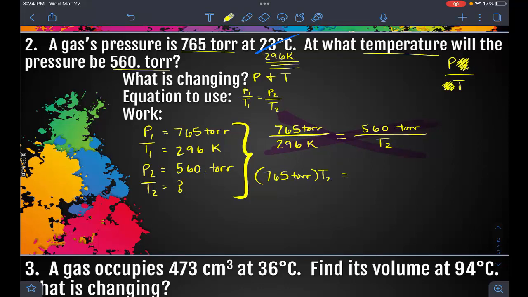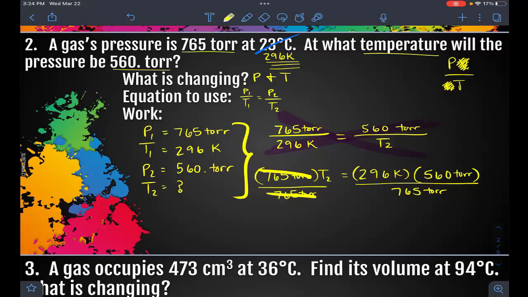So 765 torr times T2 equals 296 Kelvin times 560 torr. That gets me closer to solving because T2 is no longer on the bottom. And the final step to get T2 by itself would be to divide both sides by 765 torr. 765 torr cancels out. The torr cancels out over here. And so I'm going to have T2 equals 296 times 560 divided by 765.